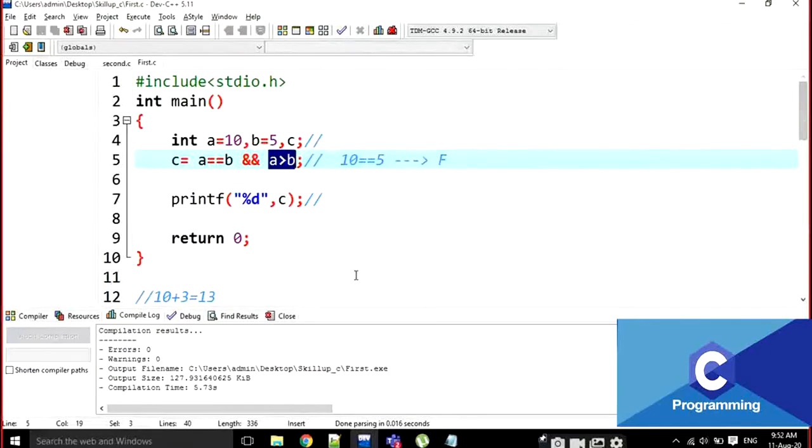In a logical AND, if any statement is false, it never reaches the next statement. Okay, that means it is never checking whether the next one is true or not. Why is it not checking? There is no need to check. If one statement is false, then the total condition is going to be false, right? That's why it is not checking.